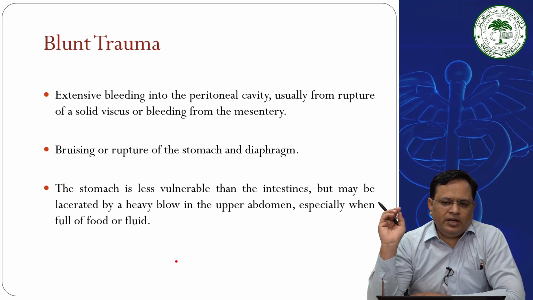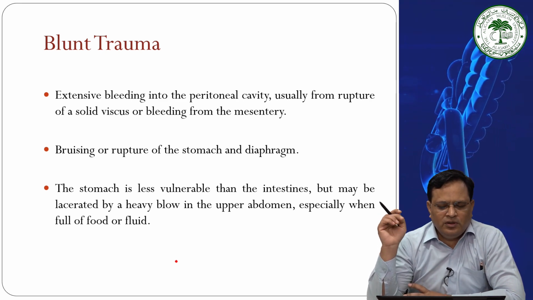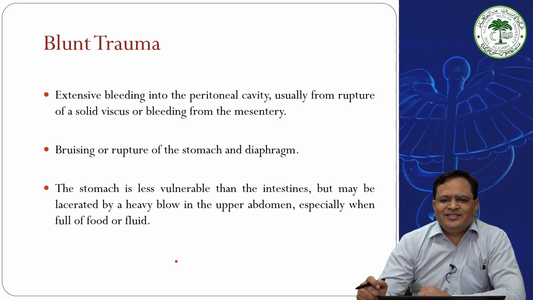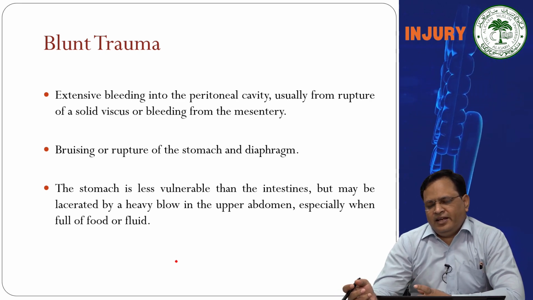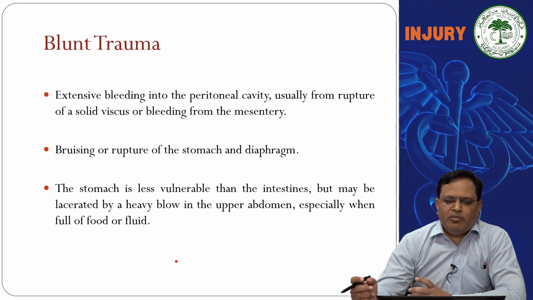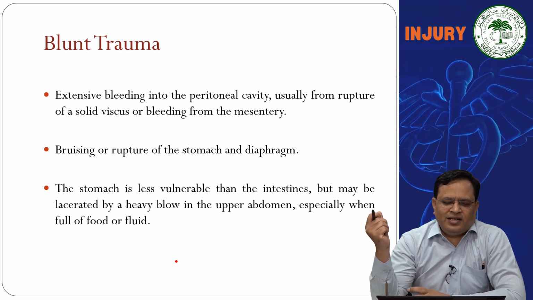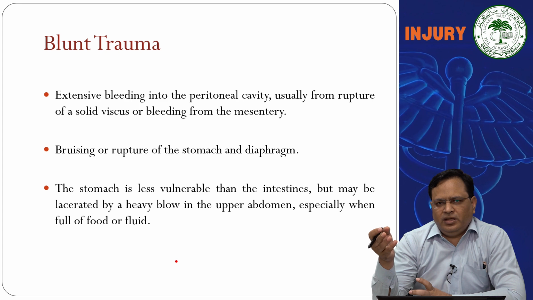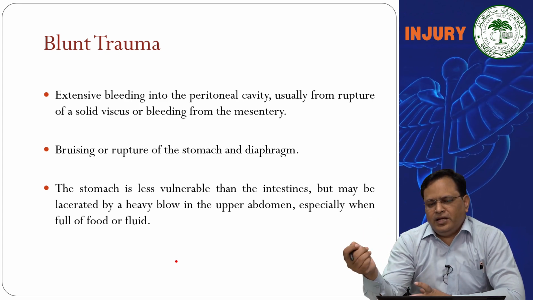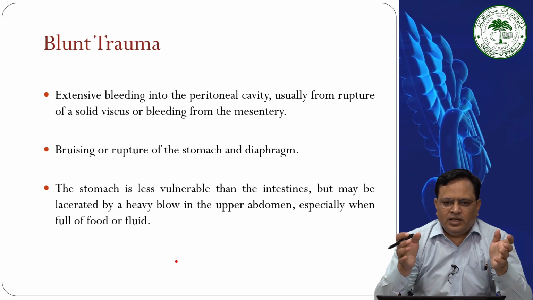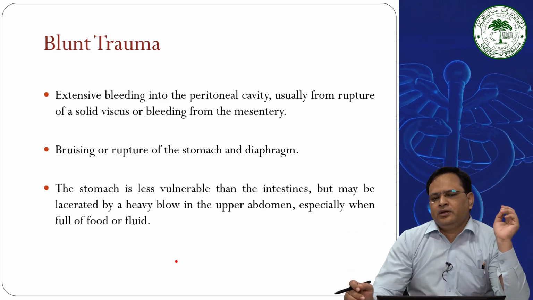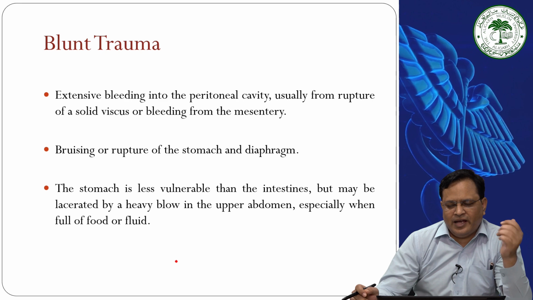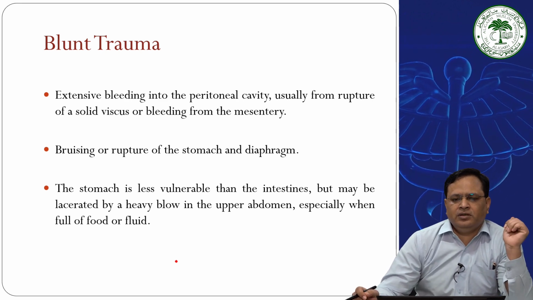Extensive bleeding into the peritoneal cavity can be because of blunt trauma, usually from rupture of solid viscera or bleeding from the mesentery. Mesentery is the structure that holds the intestine together, and it has various arteries supplying it. So if the mesentery or this arterial structure is damaged, it can lead to ischemia of the intestine, or it can lead to bleeding in the peritoneum, and a large amount of fluid can collect in the abdomen. Sometimes the patient may not know that there is bleeding going on, and a large amount of bleeding has happened, and the person may land up in shock and die.